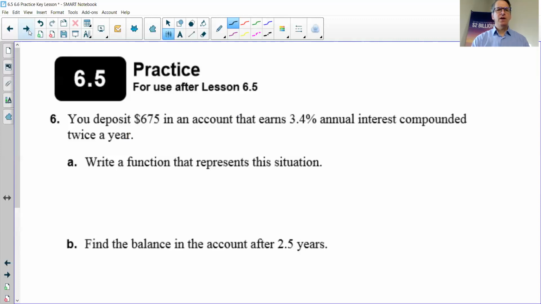Okay, so this next one, 6.5 practice for use after lesson 6.5. A deposit of $675 in an account, 3.4% annual interest compounded twice a year. It says write a function that represents the situation.